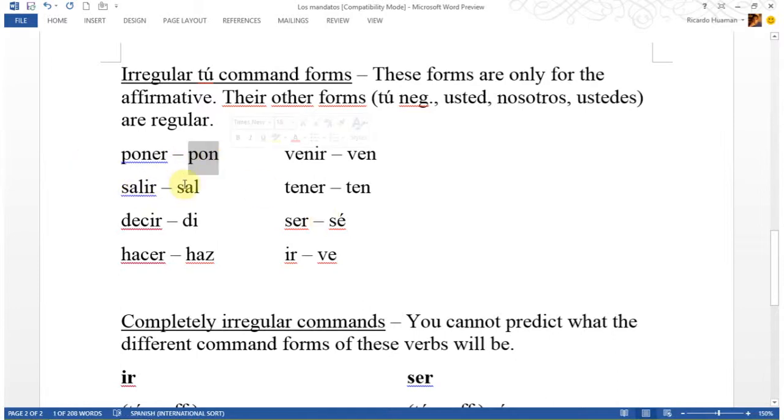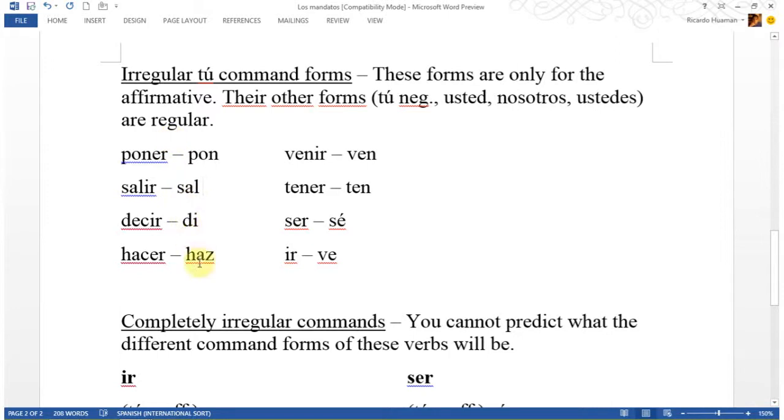Pon, sal. If you look at these two words alone, and you forget about what this really means, pon sal means put salt. So that might help you remember something. Maybe you put salt on your fries. Pon sal papas fritas is one strategy you could use to remember that.